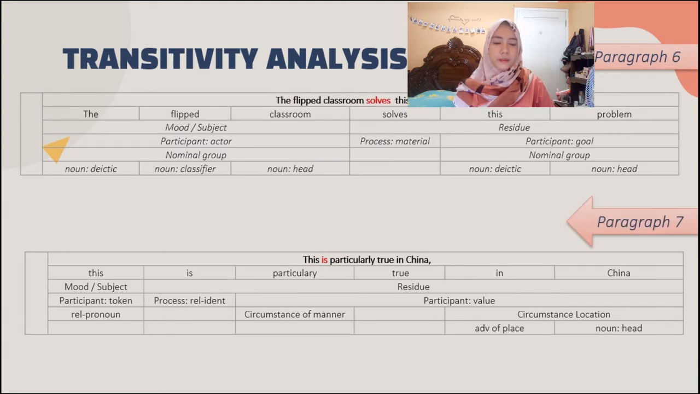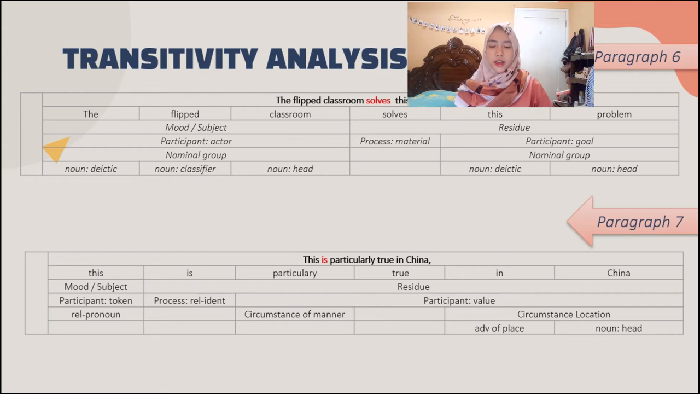The next paragraph: the flipped classroom solved this problem. The flipped classroom is a mood or subject, solved this problem is a residue. From this clause, we know that the process is material, and because the process is material, the participant actor is the flipped classroom, and this problem is a participant goal. The flipped classroom is a nominal group which consists of the as a noun of deictic, flipped as a noun of classifier, and classroom as a noun of head. And this problem is a nominal group also, consisting of this as a noun of deictic, and problem as a noun of head.